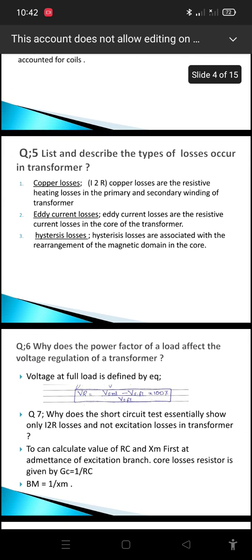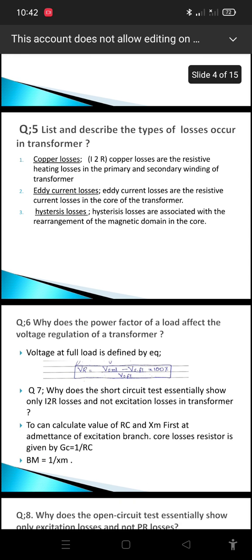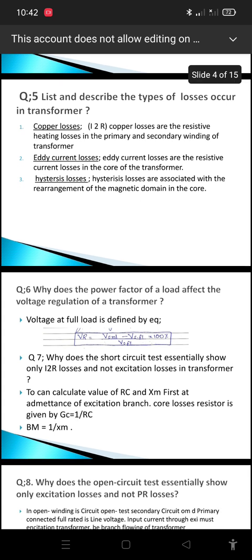Why does the power factor of the load affect the voltage regulation of a transformer? Voltage regulation at a given load is defined by the equation VR equals VS no-load minus VS full-load, over VS full-load, times 100%.